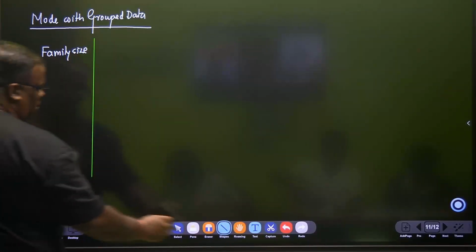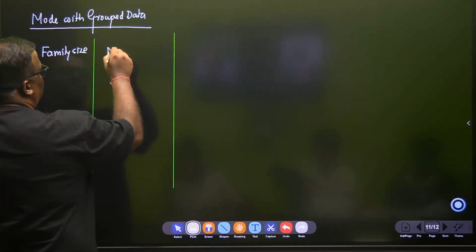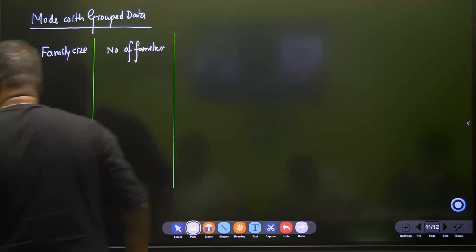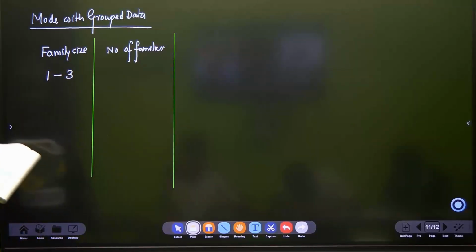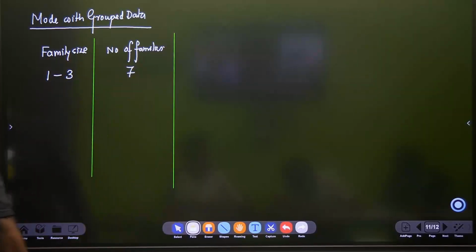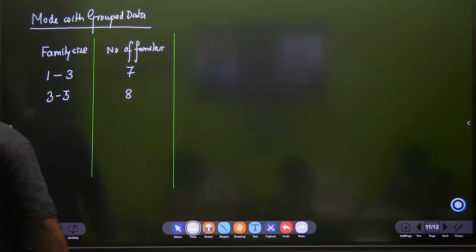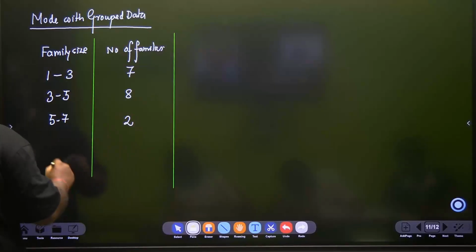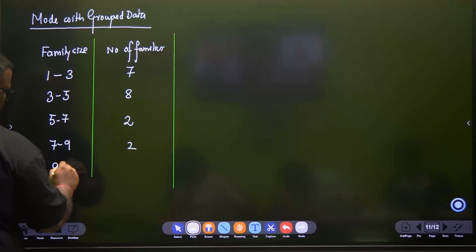Family size. And with family size, we are given the number of families. First, try to understand what this data says. Family size 1 to 3 means, how many families have 1 to 3 people? 7 such families. 3 to 5, 8 families. 5 to 7, 2 families. 7 to 9, 2 families. 9 to 11, 1 family.